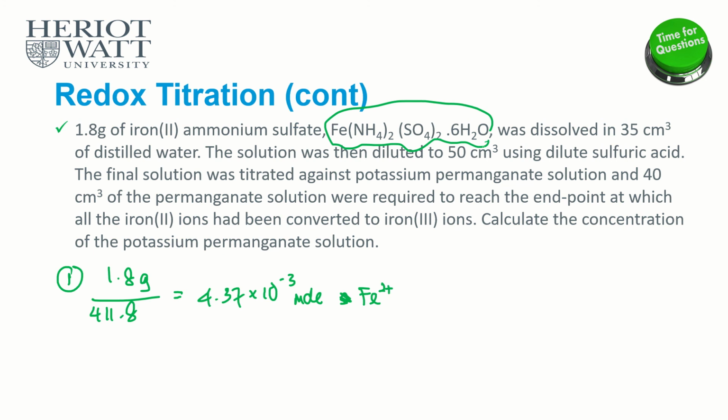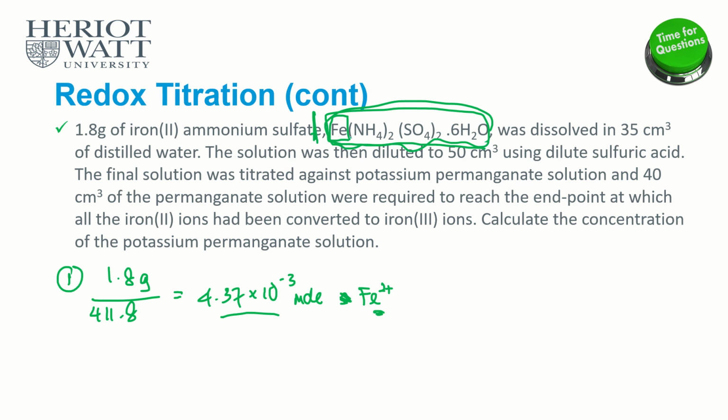Look at this formula, right? Imagine if I have 1 mole of this compound, how many iron 2 plus in it? If I have 1 mole of this compound, you only have 1 iron, right? So 1 mole you have 1 iron. So if you have 4.37 mole of the whole compound, you should have 4.37 mole of iron 2 plus. So that's why I put it as Fe2 plus here.